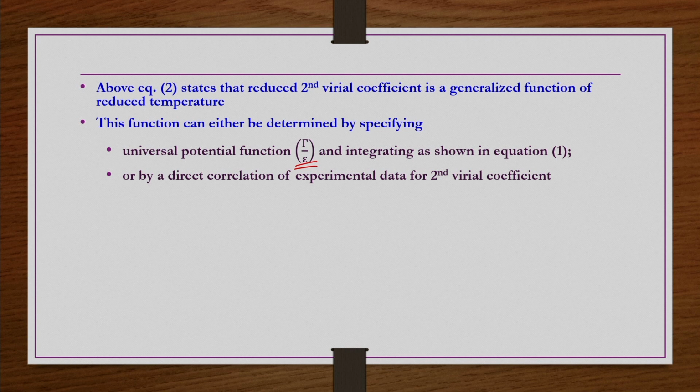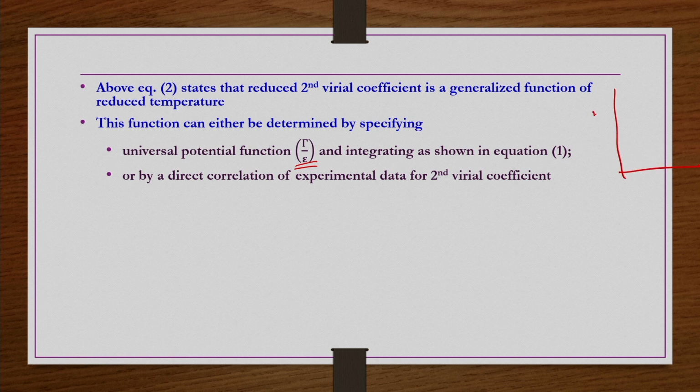Whatever second virial coefficient information you obtain experimentally, you can plot against reduced temperature. Let us say B by Vc may have a trend like this, with 0 here, and then minus 1, minus 2, minus 5, for different reduced temperature TR, and you can get a curve like this. If you have this information from experimental sources, you can do curve fitting for B by Vc versus TR obtained by experiments, and thereby obtain that universal function.